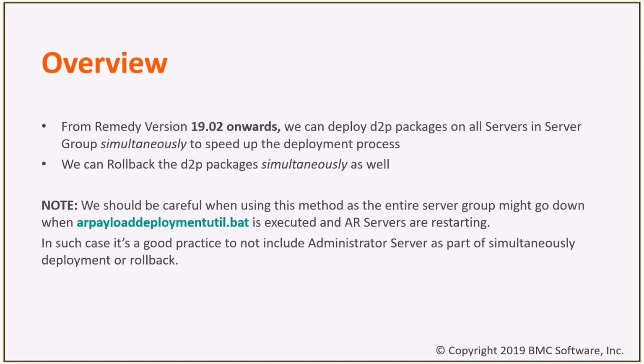From Remedy version 1902 onwards, we can deploy D2P packages on all servers in a server group simultaneously to speed up the deployment process. In the same way, we can roll back the D2P packages simultaneously as well. It's important to note that when we are using this method, the entire server group might go down when we run the AR payload utility, as this will be restarting the AR server services. It's a good practice to not include the administrator server as a part of simultaneous deployment or rollback.